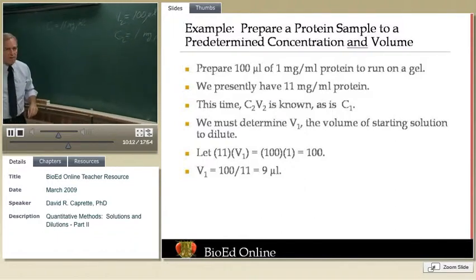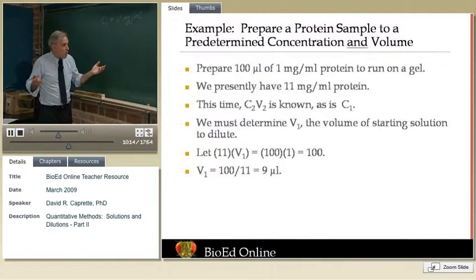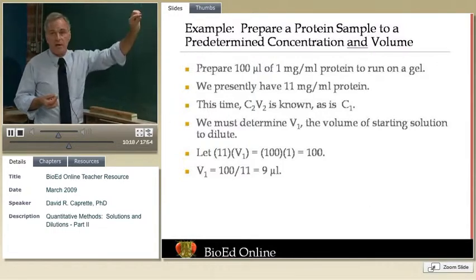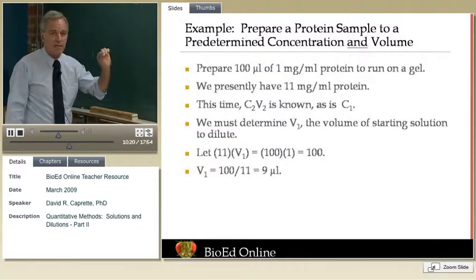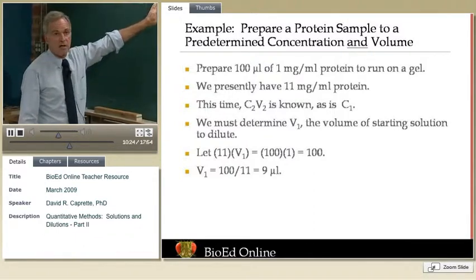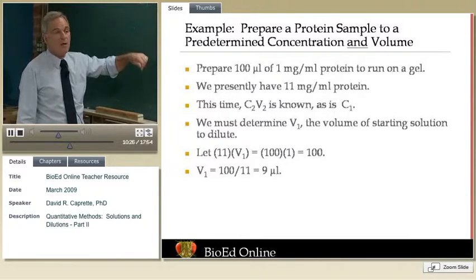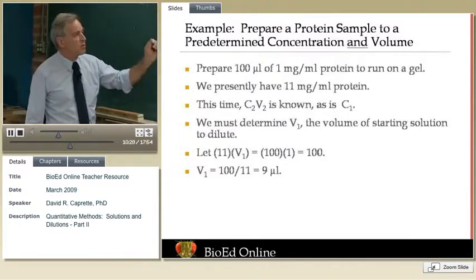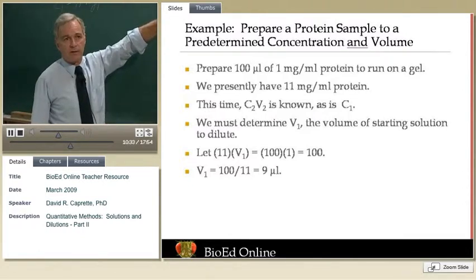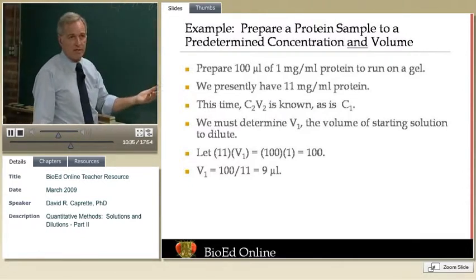Now, where students get mixed up is in figuring out what they're calculating, what they're doing with this calculation, what they know and what they don't know. The objective is to find out what volume of this starting material, protein sample, we need to start with to dilute with buffer up to a final volume of 100 microliters. What is V1 going to be?